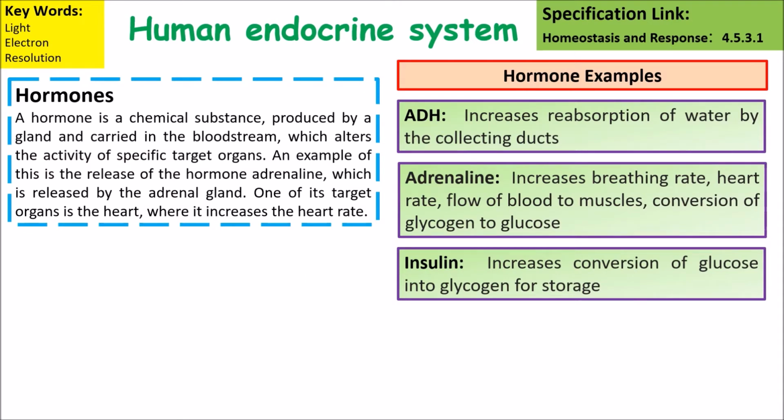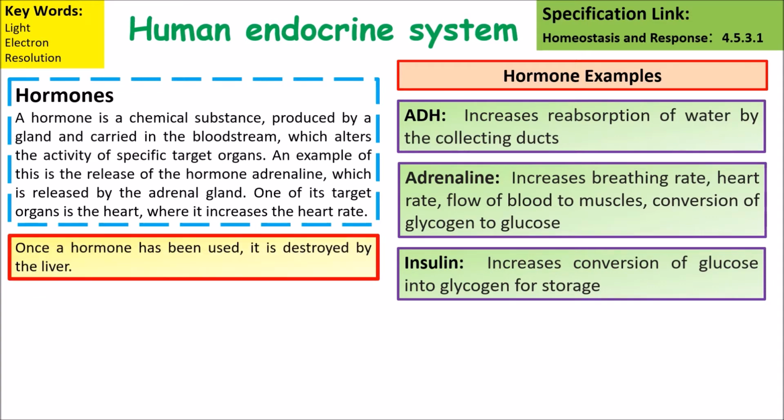A hormone, like we just said, is a chemical substance produced in a gland and is carried in the bloodstream, which alters the activity of a specific target organ a long way from where it's produced. So a few examples would be something like ADH. ADH increases the reabsorption of water in the kidneys. Adrenaline increases breathing rate and heart rate. Insulin causes the conversion of glucose into glycogen in order for it to be stored.